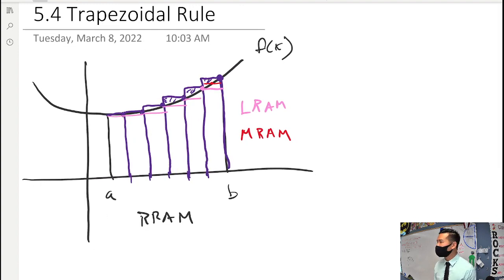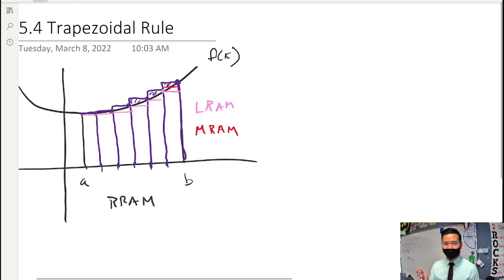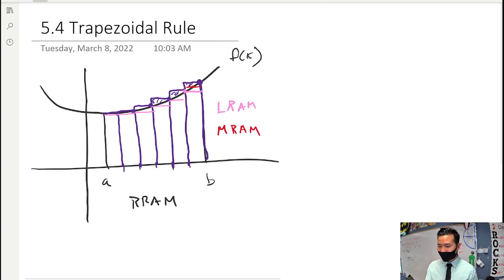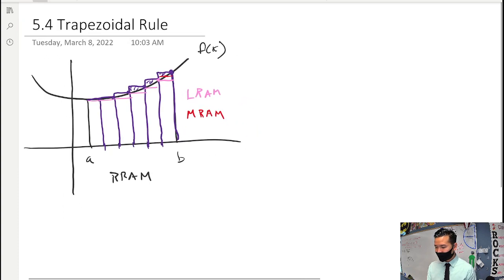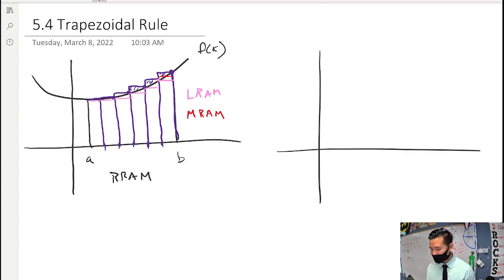Using trapezoids is actually going to be a little bit more accurate than both LRAM and RRAM combined. Trapezoid rule is exactly this, right? So if I took the same graph, let me see how well I can redraw this.